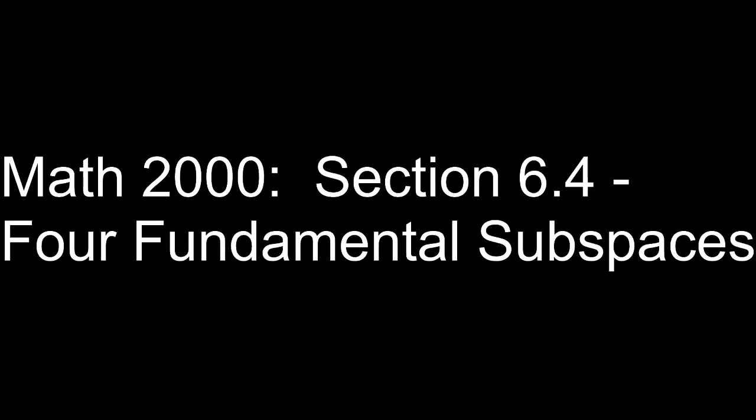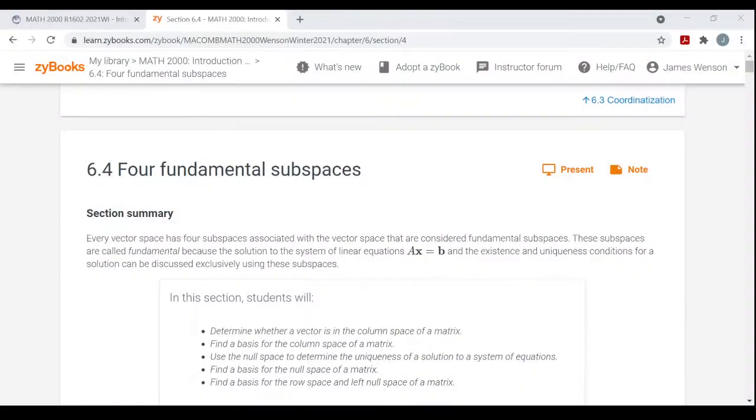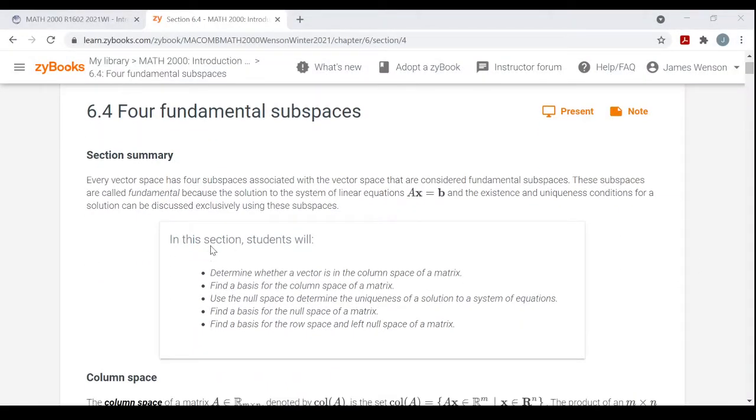Now these are going to be four fundamental subspaces of some Euclidean coordinate space, Rn, Rm, that are related to a certain matrix. So again, every vector space has four subspaces associated with it that are considered the fundamental subspaces of that vector space.